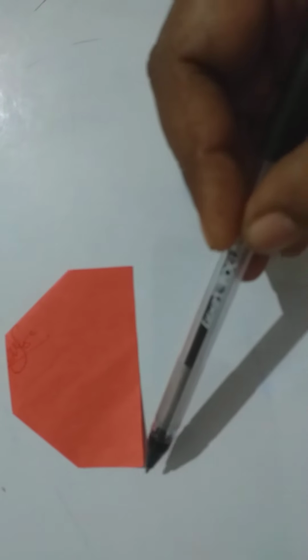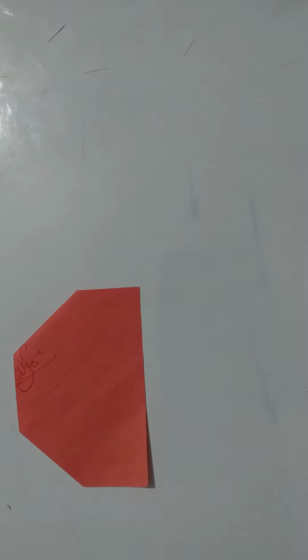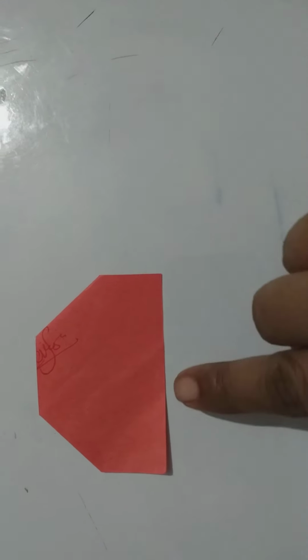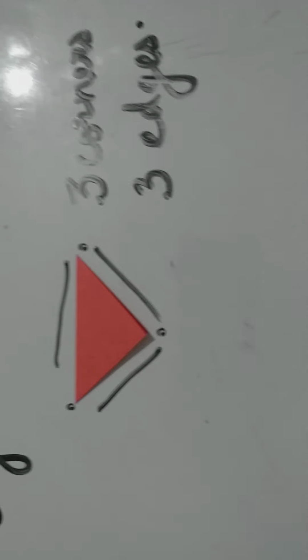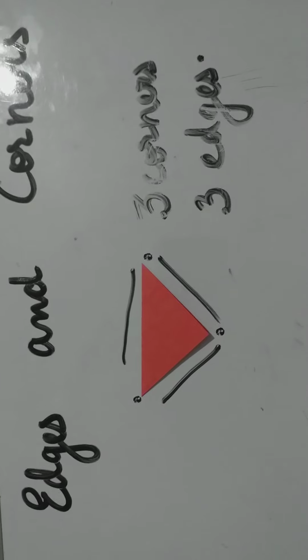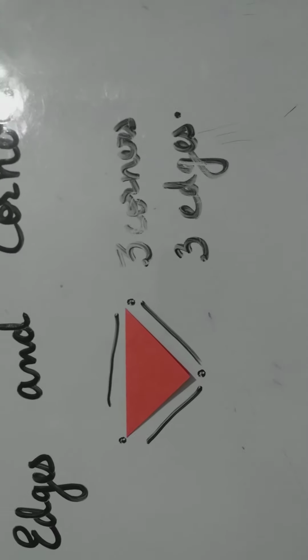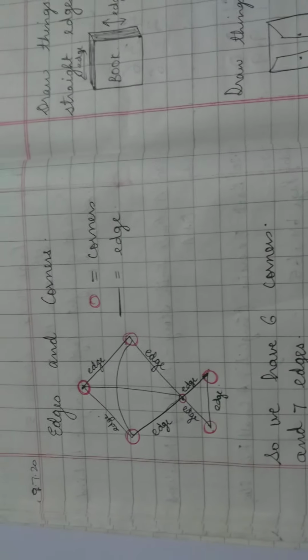So let's take another shape. Now count the corners. We will start from this side. 1, 2, 3, 4, 5, 6 corners. And how many edges? 1, 2, 3, 4, 5, 6 edges. Okay, so I hope you have understood the concept of edges and corners and what is the meaning of edges and corners. Now we will be doing a small exercise which will make it clear what is an edge and a corner. So you can do this in your notebooks also.